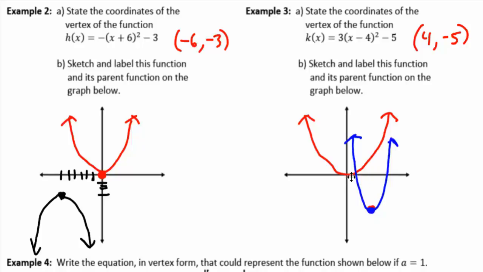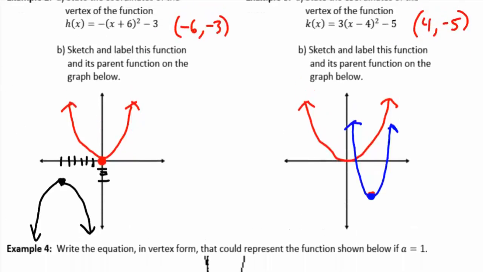Right 4, down 5. That right there shows right 4, down 5. Notice how the horizontal shift goes the opposite way because it's x minus 4, but that's because 4 is the vertex, the x value of the vertex. So it does shift it to the right 4, even though it's x minus 4.